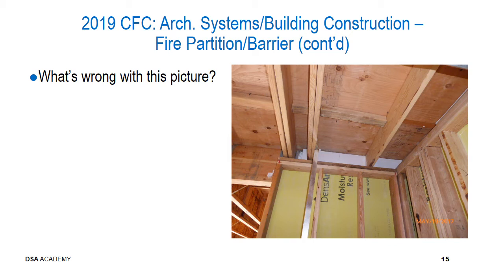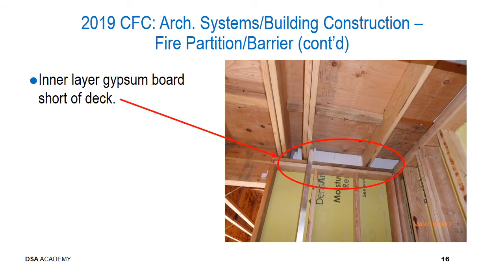Here's another example. What's wrong with this? Note that in this condition, the moisture resistant drywall is not continuous to the underside of the deck. Also, you can see that the drywall assembly has created a void on the left-hand side, leaving an unprotected element.